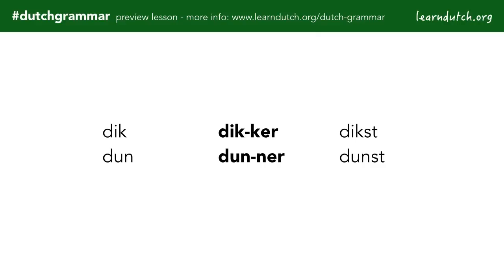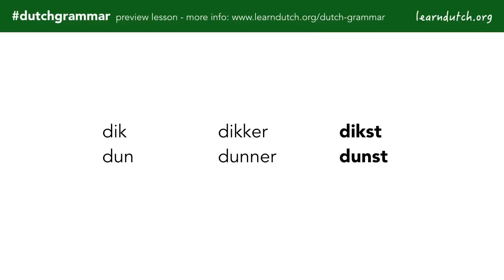Dikker, dunner. Of course, we do not need to double the consonants in the superlative. We add extra letters but not extra syllables. So the vowels i and u are short anyway.